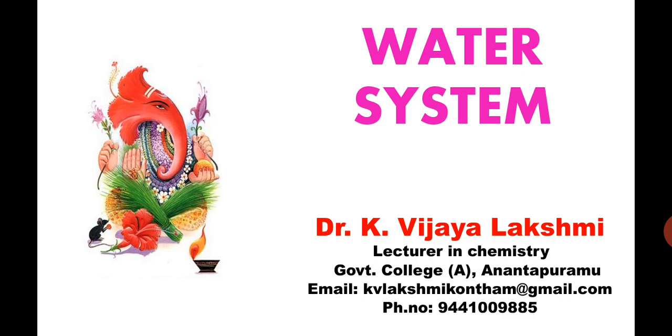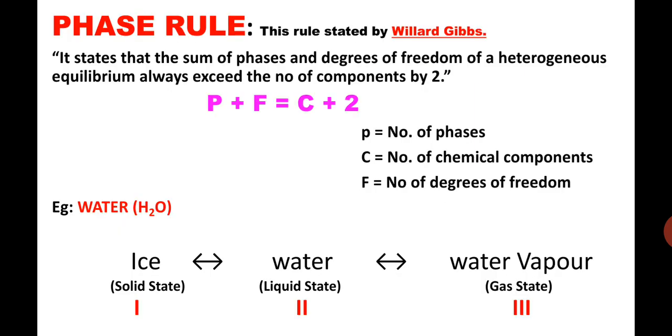Today, I will discuss a very important and interesting topic in the phase rule chapter, that is the water system. This topic is very useful for fourth semester BSc chemistry students. At first, we know the phase rule. In 1875, Willard Gibbs stated this rule.